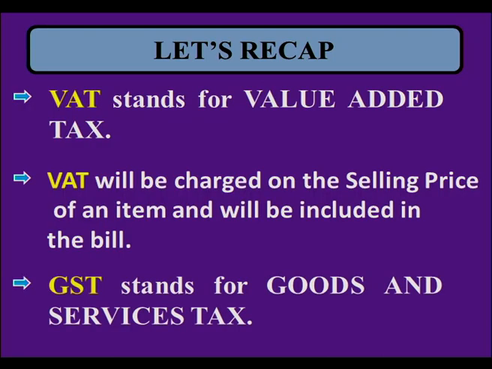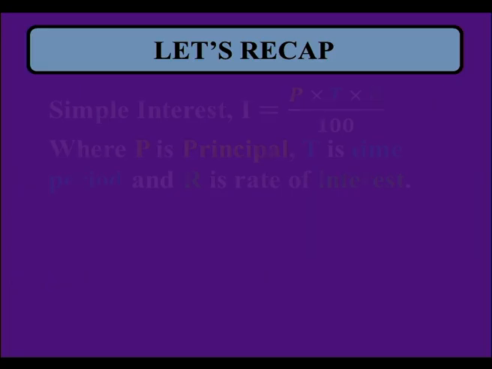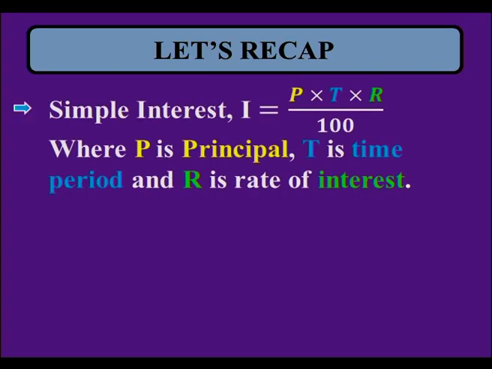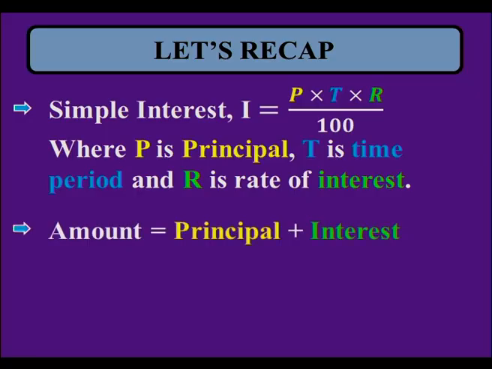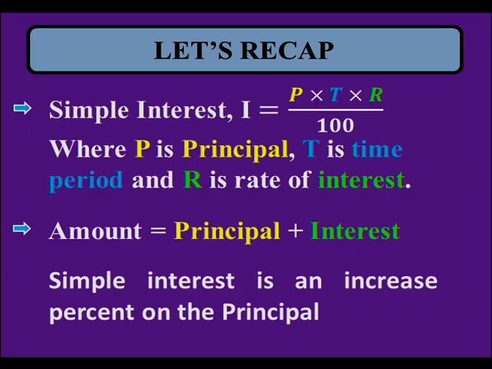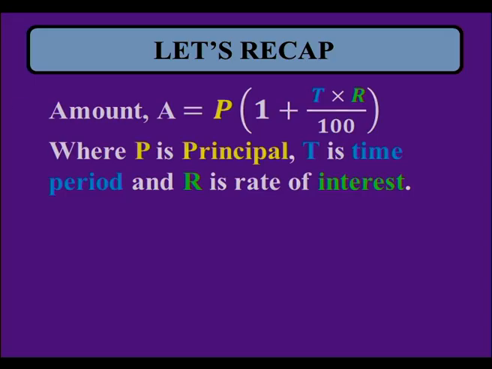GST stands for goods and services tax. Simple interest is given by I is equal to P into T into R by 100, where P is the principal, T is time period and R is the rate of interest, and the amount is given by principal plus interest. Simple interest is an increased percentage on the principal. Amount A is given by P into 1 plus T into R by 100, where P is principal, T is time period and R is rate of interest, and this is only in the case of simple interest.